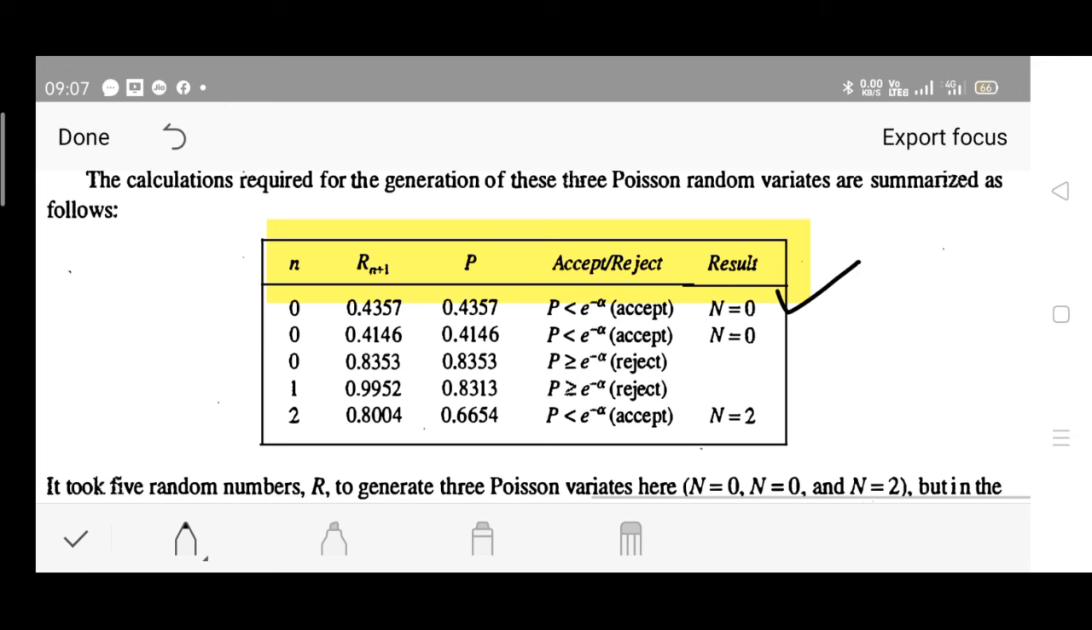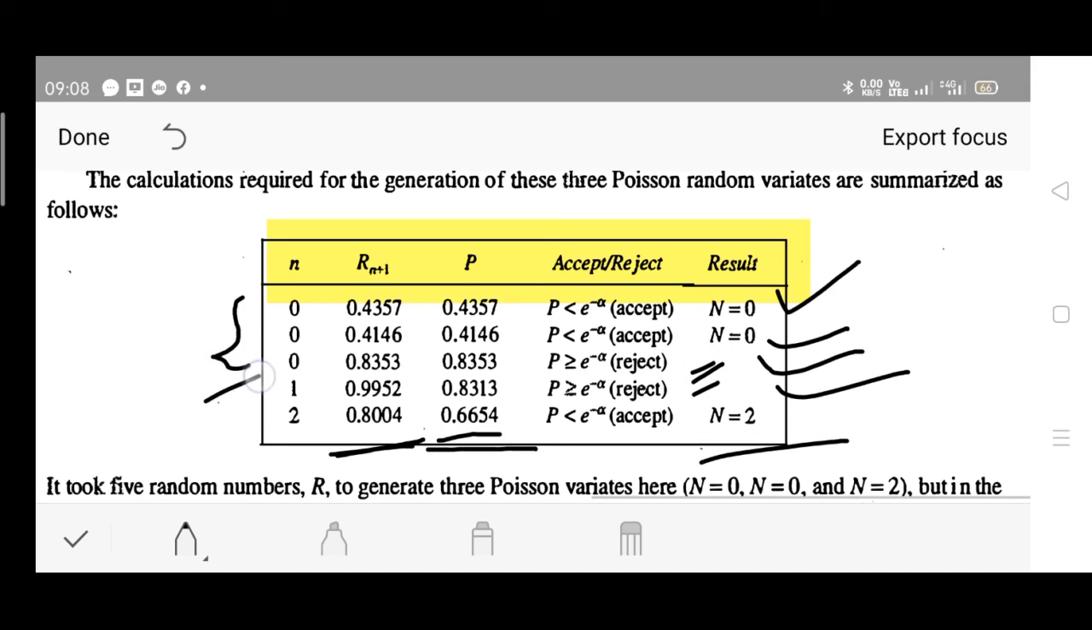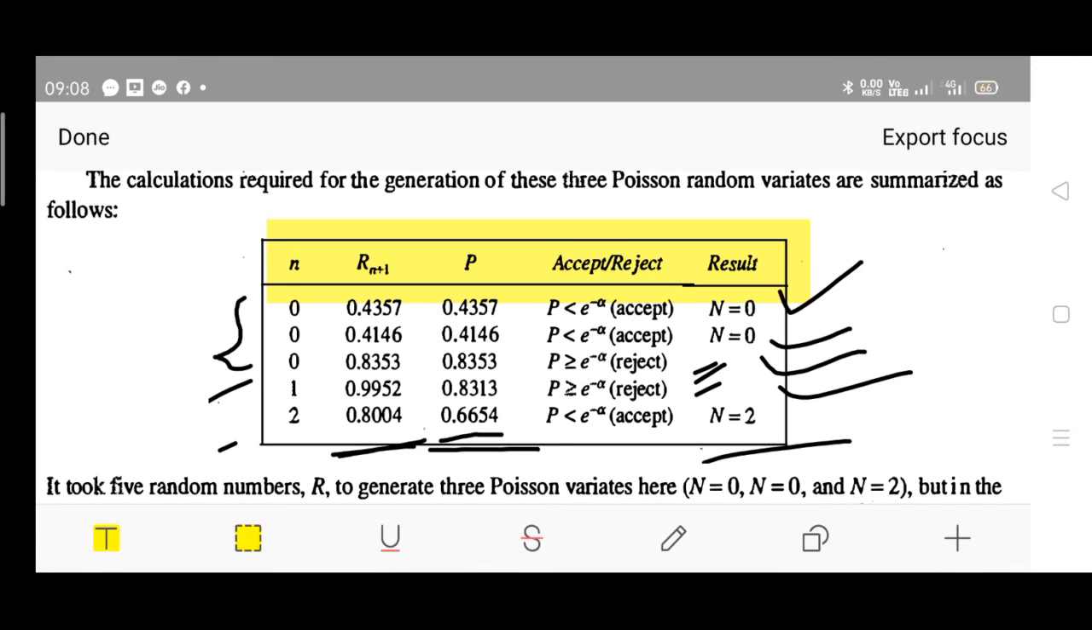Then 0.4146 is also accepted. Okay, 0.8353 is slightly greater than e to the power minus alpha, that is 0.8187. 0.8313 is also greater, so we rejected it, as you can see. And finally 0.6654 is obtained for this particular number 0.8004, so we have accepted. Please note, where the value of n was 0, it became 1, then 2. So initially it was 0 for capital N, later it became 2. Please note down this table. This should be the final answer, this tabular representation.